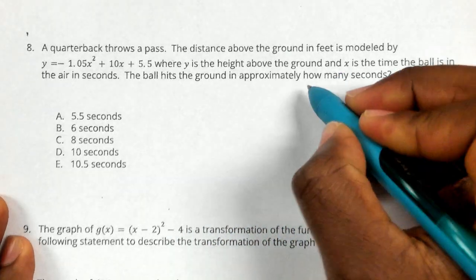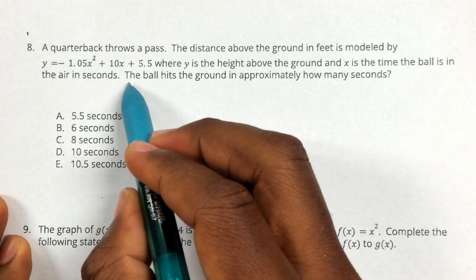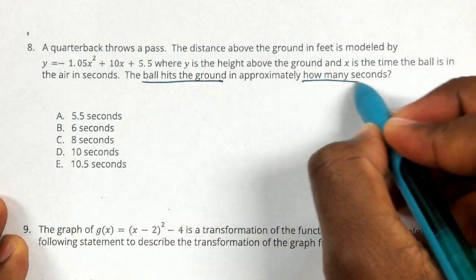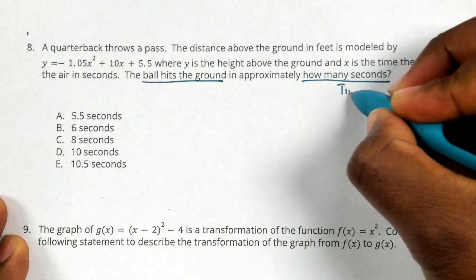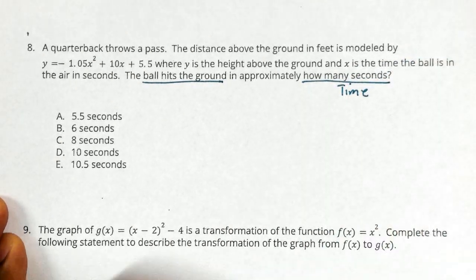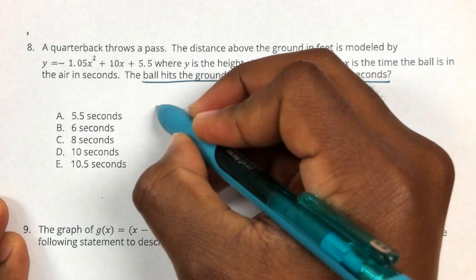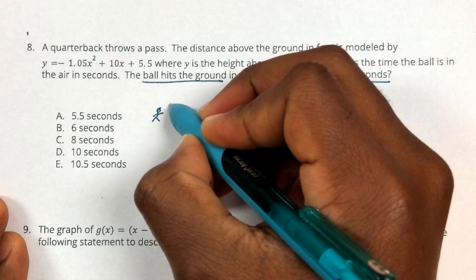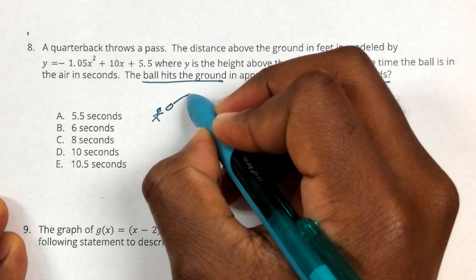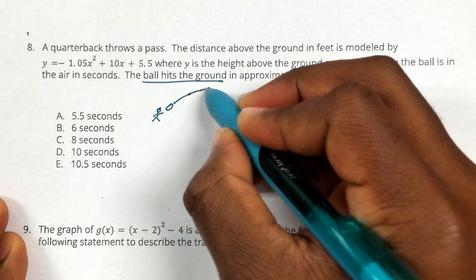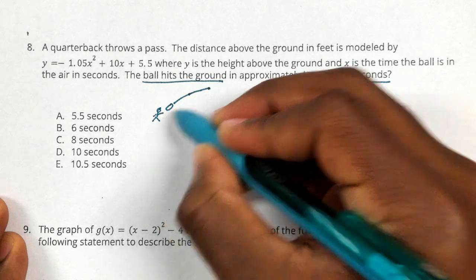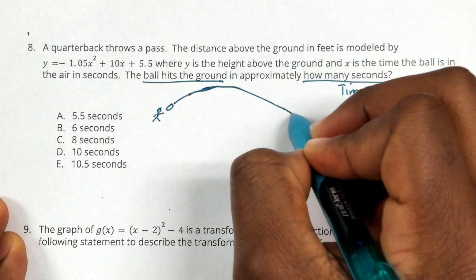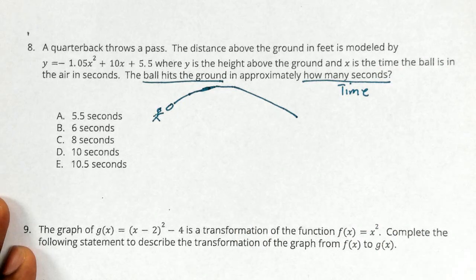All right. So the question wants us to find when the ball hits the ground, and how many seconds. So it's asking me about time. Let's try to illustrate this. It says a quarterback, so we have a quarterback that throws the ball, but does the ball stay in the air? No. He starts at the ground, throws the ball, but at some point the ball gets to this highest point, then it gets back down to the ground.